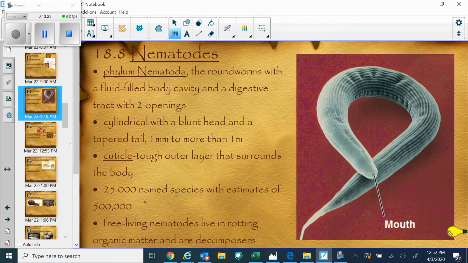Birds, 12, 14,000 species. We can go check these facts. Fishes are like 24,000 species. So there's more of these types of suckers than there are fish. And then there's estimates of 500,000. Worms that live in rotting organic matter and decompose.